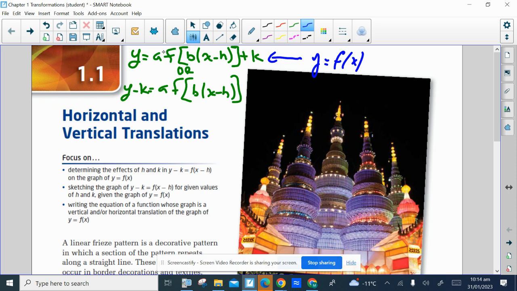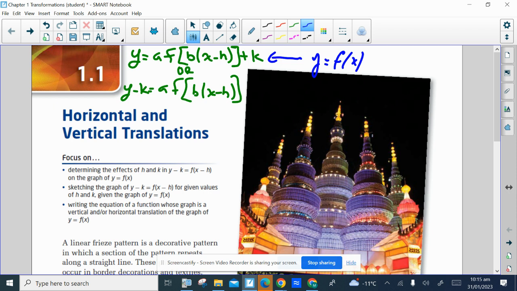So you've got 4 letters that have been inserted into f at x. You've got an a, which is in front of the function. You've got a b, which is in front of the x. You've got an h that is hooked onto the x with a plus or a minus. And then you've also got that k at the end.